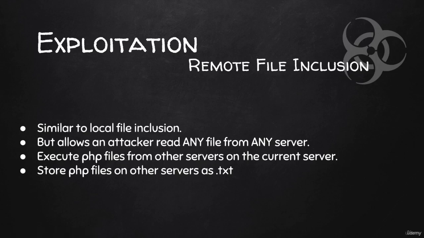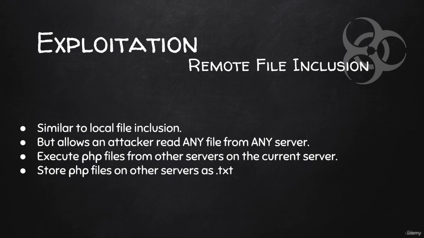Remote file inclusion is a special case of file inclusion vulnerabilities. We've seen in the previous video how we were able to include any file in the server and have access to it through local file inclusion vulnerabilities. In today's video, if the server is configured to allow a certain function called allow_url_fopen, then we will be able to include any file from any computer into the target website.